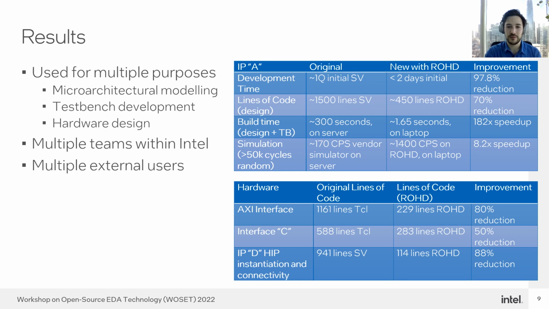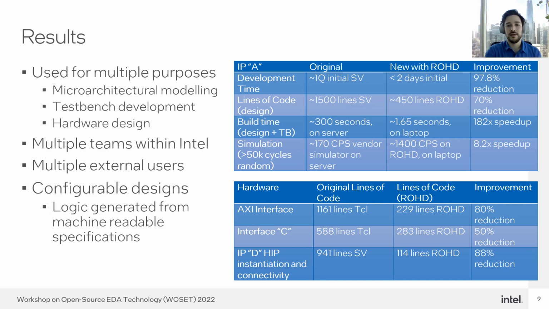These line count reductions were not achieved by squishing down to get the smallest files possible. They are commented files, and the Dart auto formatter has been applied to keep the code consistently clean and readable. There are also configurable designs being developed which have large portions of the logic generated from machine-readable specifications.